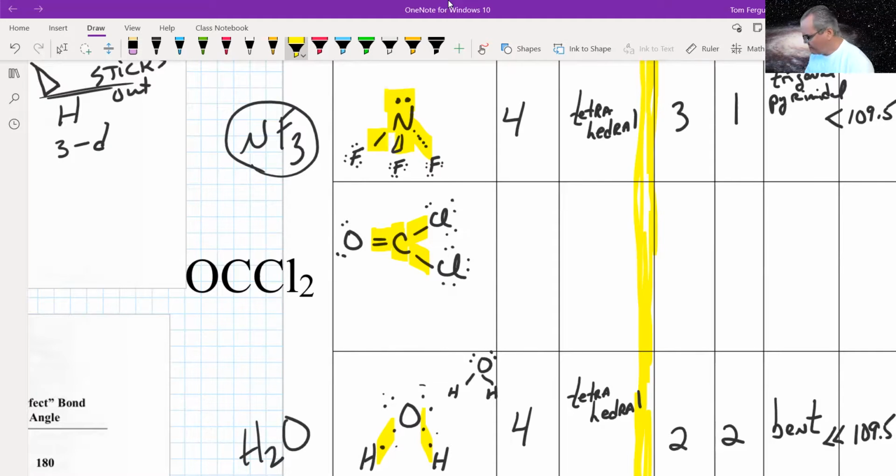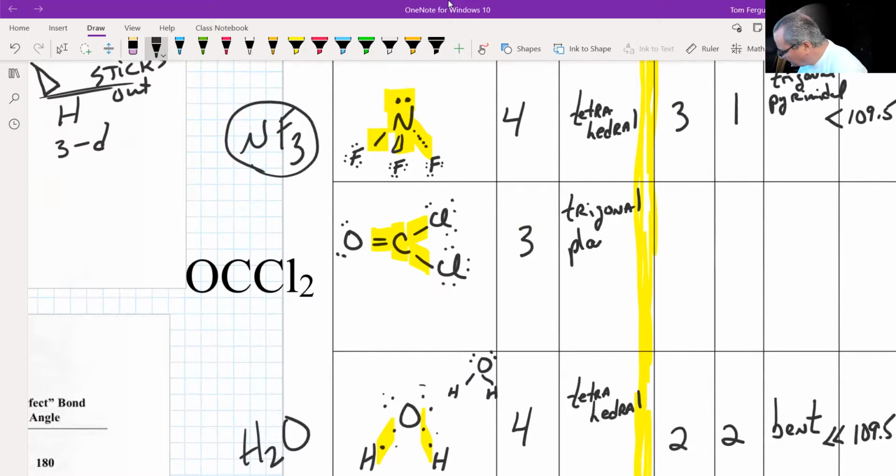So we have three electron domains. That's the one double bond and the 2 single bonds. Remember, the double bond and a triple bond count as one grouping of electrons or one electron domain. So that's going to be trigonal planar. All right.